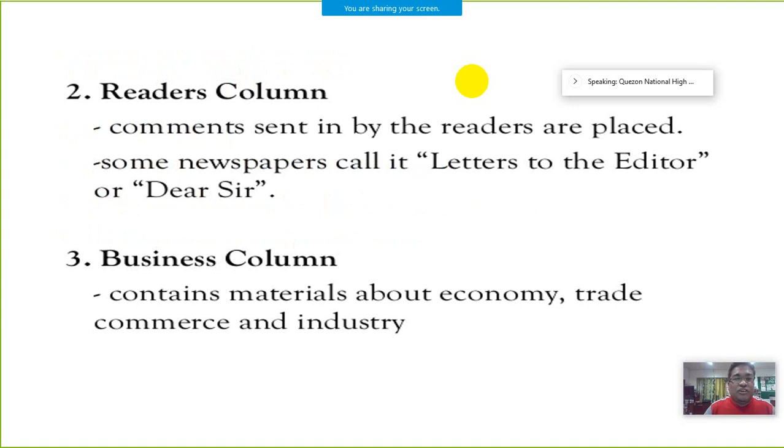Aside from editorial columns, we have readers' columns. Just like in the Philippine Daily Inquirer, they have that Young Blood section wherein they entertain letters or an article sent by a reader to be published in their newspaper. It may be a comment sent in by the readers, just like comments about some sensible issues in the community, or it may be a letter to the editor format wherein it tackles an issue and the editor gives a corresponding answer or point of view about it.